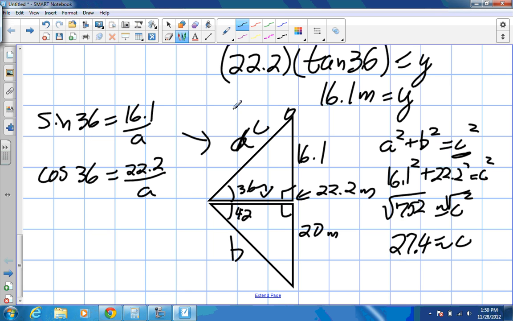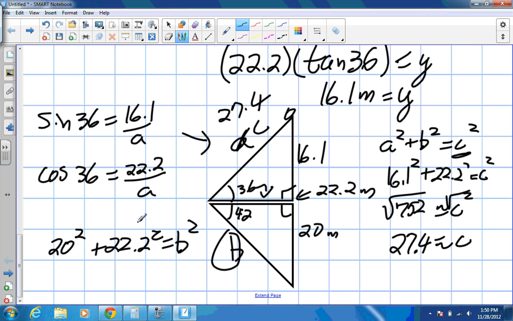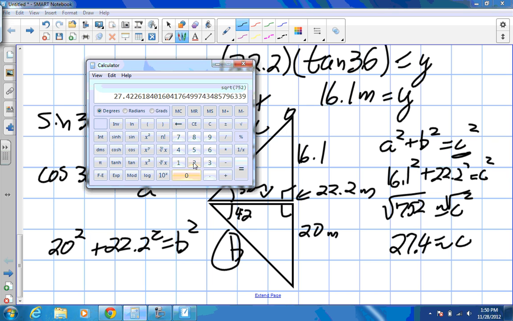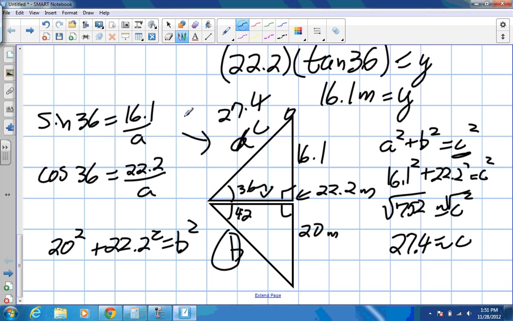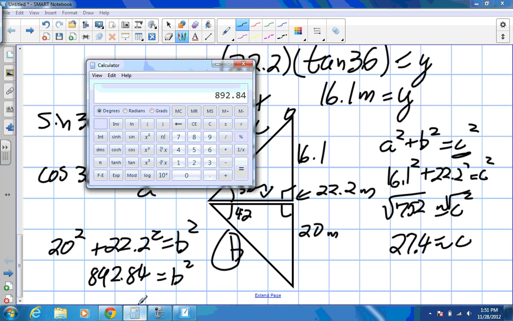We have to do the same thing on the bottom. We could set up sine, we could set up cos, but we might as well just go through our Pythagorean theorem again. In this case, we have 20 squared plus 22.2 squared is equal to b squared. We're looking for b in this case. So same idea: 20 squared plus 22.2 squared equals 892.84. Is that right? 892.84. Great. And we need to find the square root of that, which is 29.8.